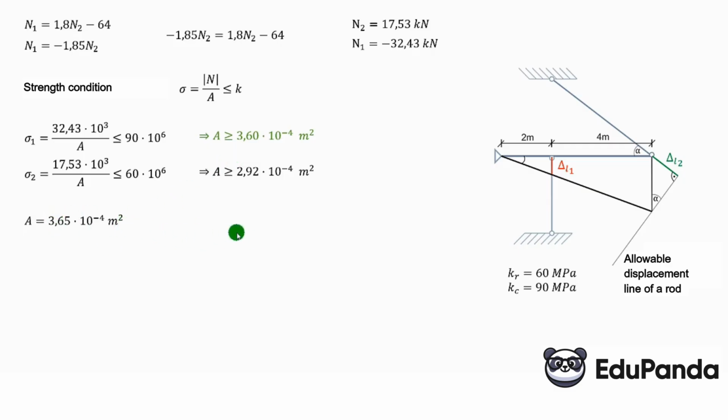We have a circular cross-section. The area is pi times d squared divided by 4. That's the formula for the area. We equate these values, multiply by 4 over pi, and take the square root, and we find that the diameter should equal 2.15 centimeters. The result on the calculator at first gives us this in basic units, meaning in meters. We can convert it to centimeters.